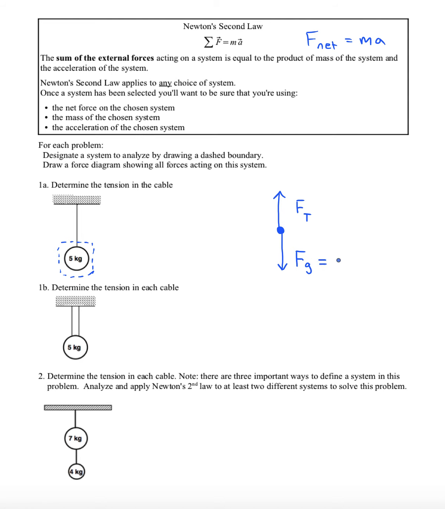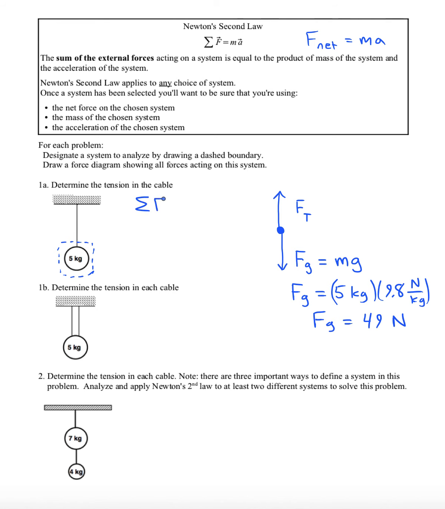To find the force of gravity, I'll use the formula m times g. So this is 5 kilograms times 9.8 newtons per kilogram. And we see that Fg is 49 newtons. Now I'd like to solve for Ft.